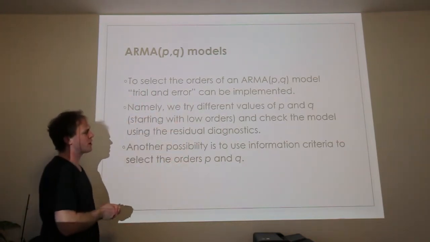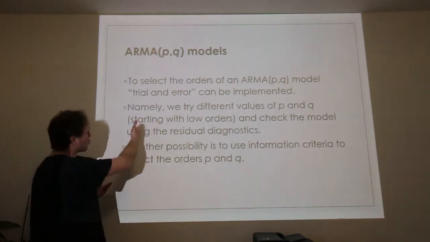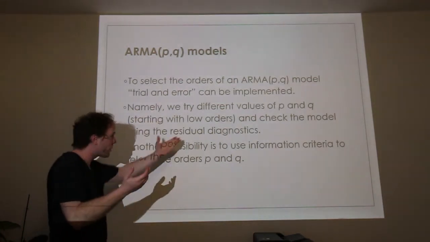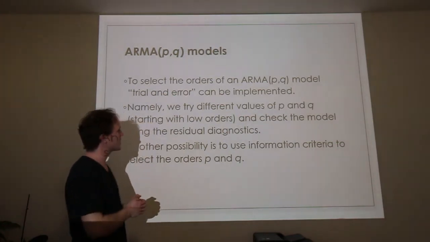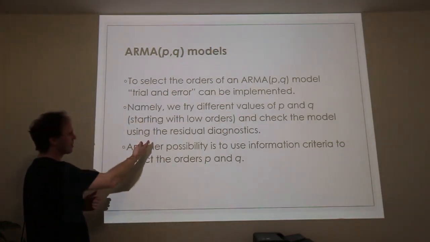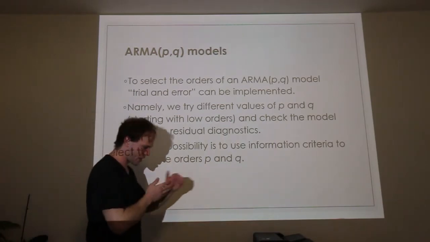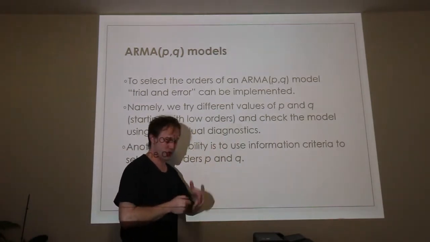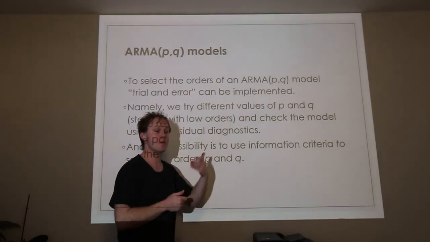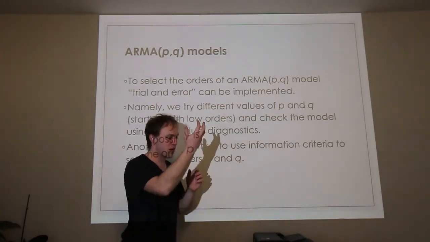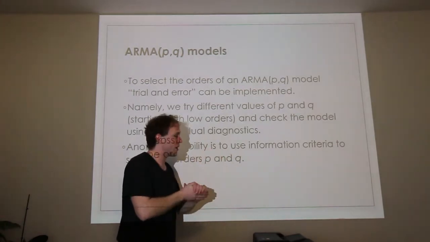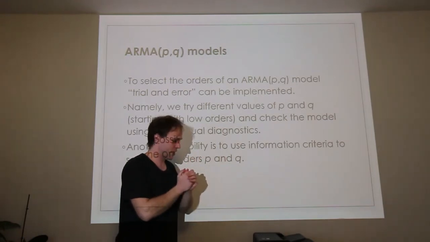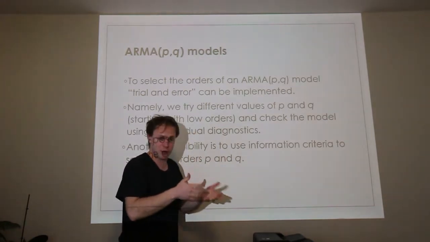Namely, we try different values of p and q, starting with low orders, as I already said, for example, ARMA(1,1), and check the model using the residual diagnostics. We must check the residuals after each estimation of the model to observe if there is still any system or not. If there is no system in the residuals, our model seems to be good.